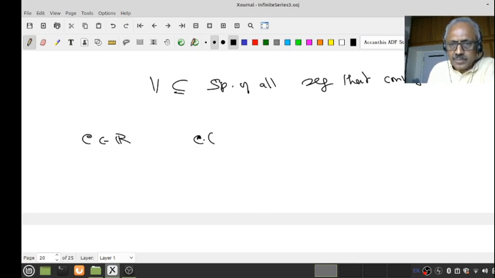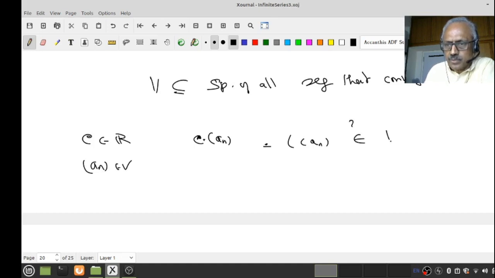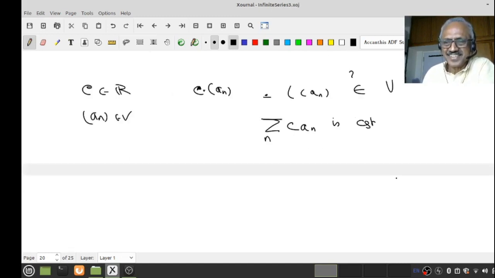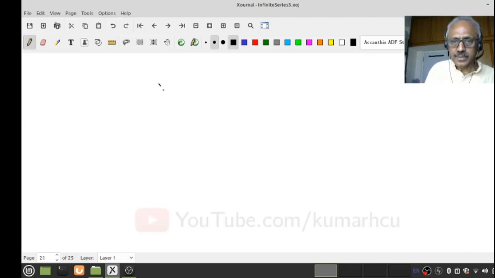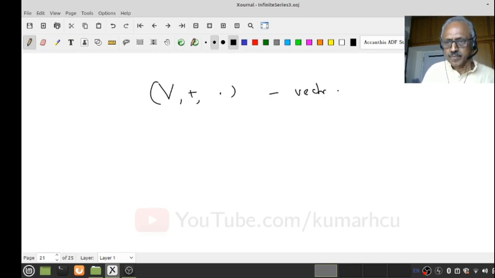Next, let us see a thing. Then I define C times AN, this sequence, where AN is again in V. This is CAN. I want to know whether this belongs to V. When does this belong to V? Then I have to check whether this associated infinite series is convergent. But we know this is convergent, it converges to C times the sum of AN, right? Therefore, on V, I define addition and multiplication. Therefore, you have to check, this becomes a vector space overall.